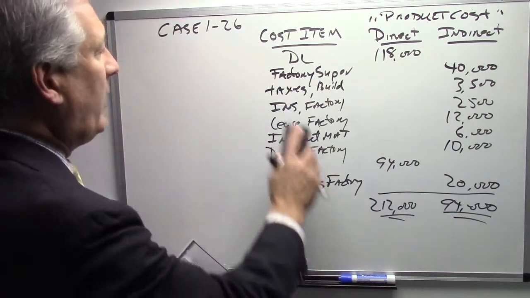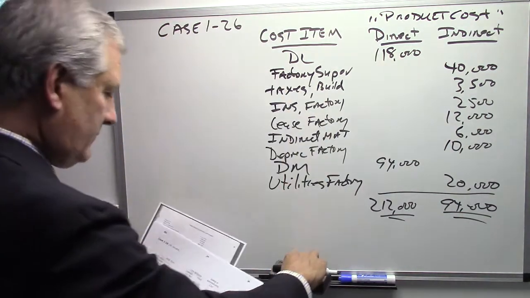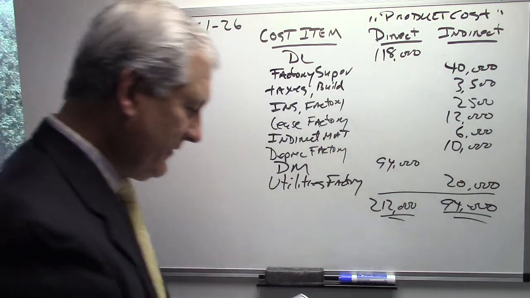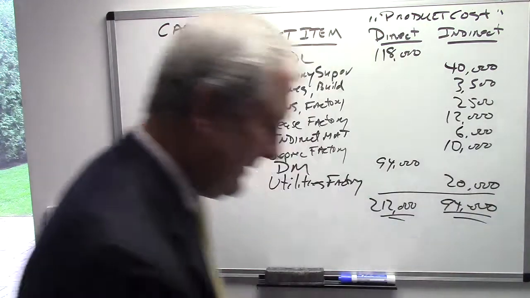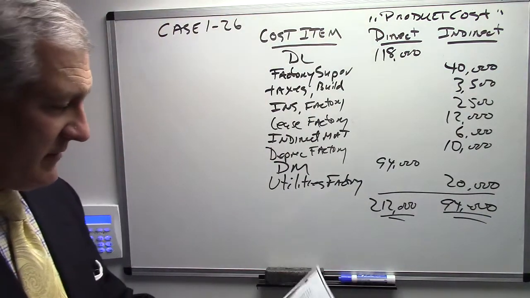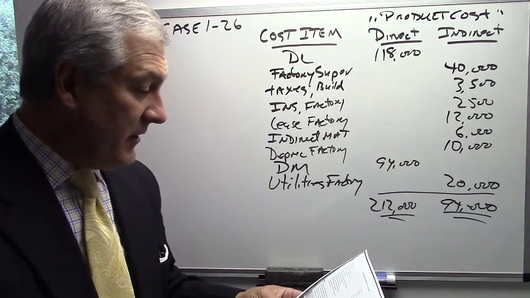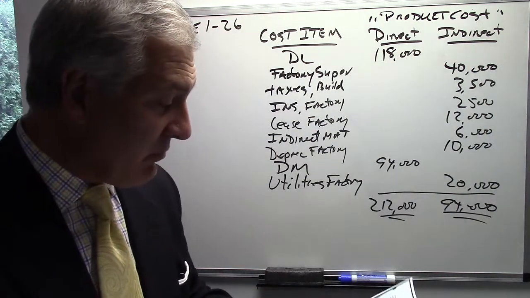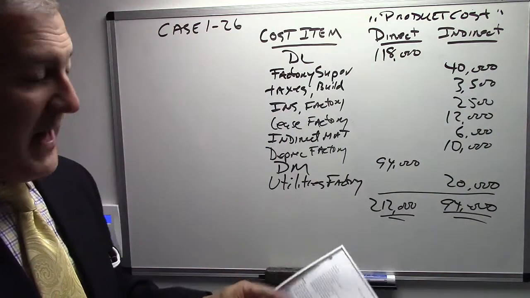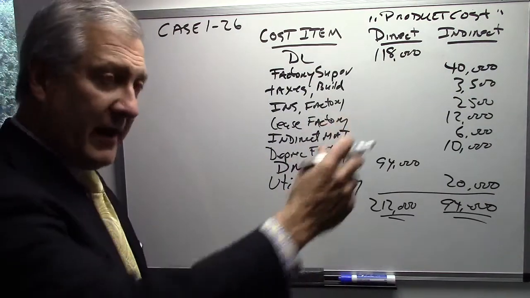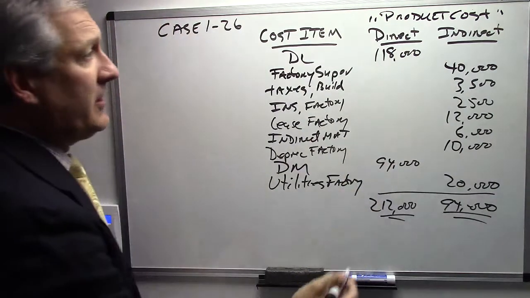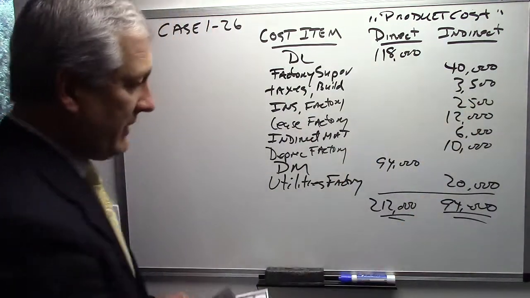So that's part one of that problem. Let's read part two of the problem. And it's asking us what? It's asking, number two, total the dollar amounts in each of the columns above. Compute the average product cost of one patio chair. So product cost is my direct costs plus my indirect costs.